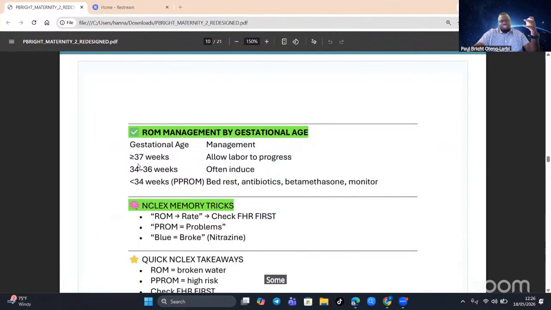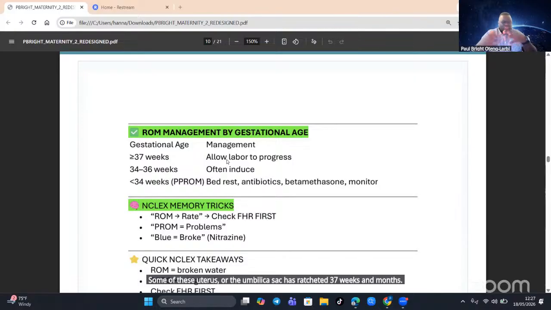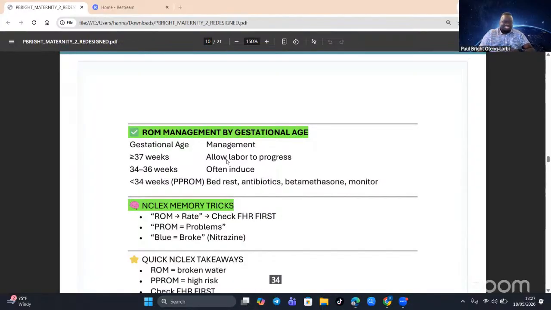Somebody's membranes have ruptured at 37 weeks and more. You can, let me put in the word can, allow the pregnancy to progress, give antibiotics, give fluids, monitor. At 34 to 36, can this pregnancy survive?